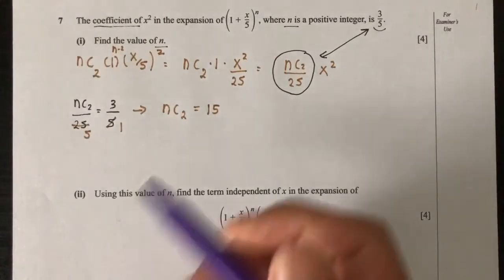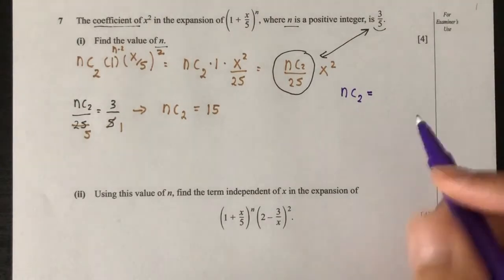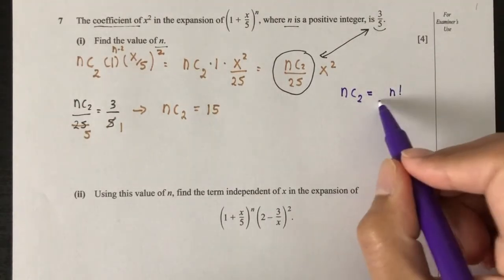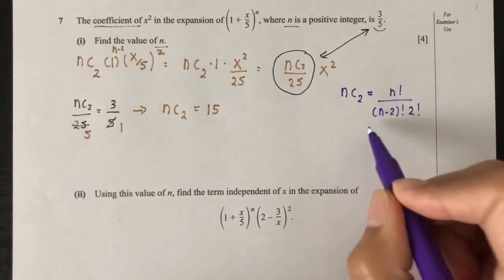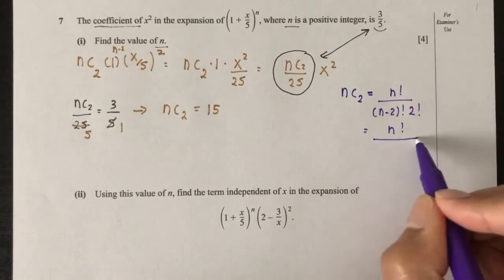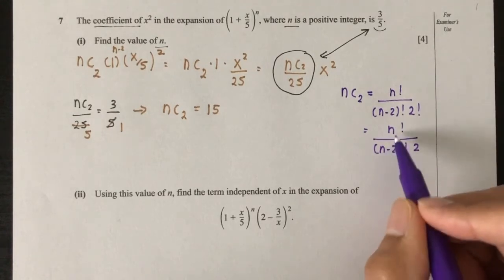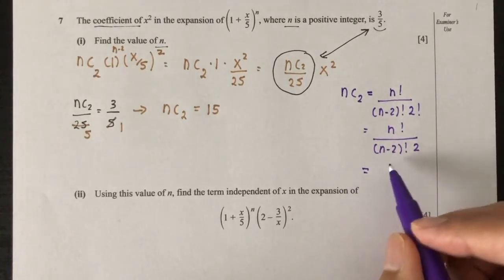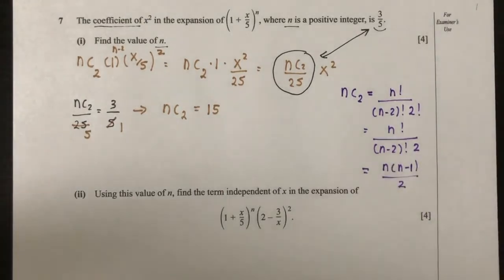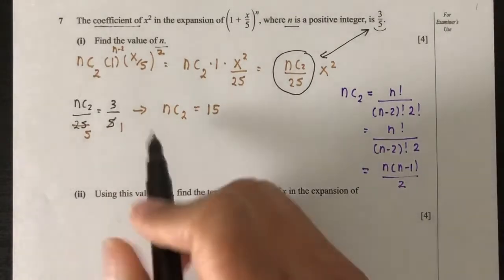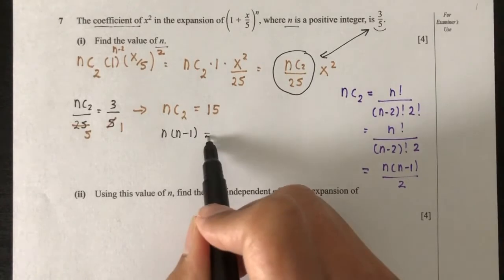Now what is n choose 2? This will be a formula given to you as well in your list of formulas. That will be n factorial over n minus 2 factorial times 2 factorial, which is equal to n factorial over n minus 2 factorial times 2. So this can be divided by this. You will have n times n minus 1 on top, and this will be 2. So we have 2 here, cross multiply, you have 30.